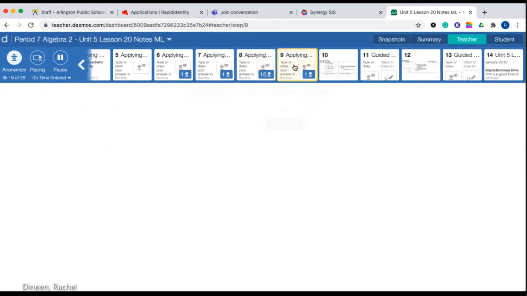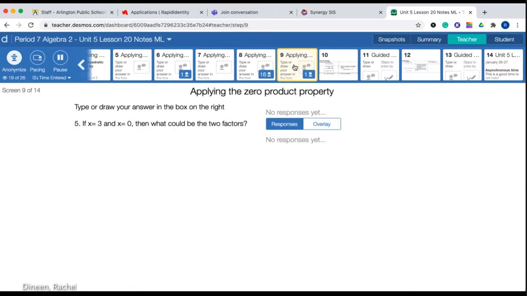All right, so let's try one more example. Type or draw your answer in the box to the right. If x equals 3 and x equals 0, what could the 2 factors be? Again, to find factors, we set it equal to 0. So what could the 2 factors be? We are on slide 9.